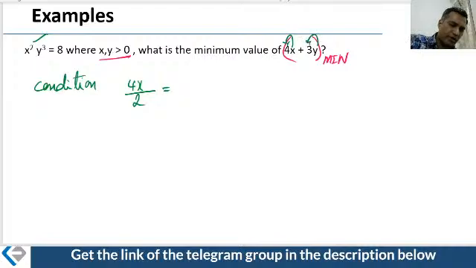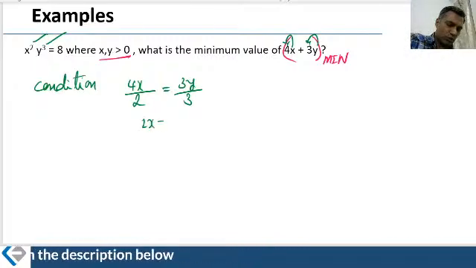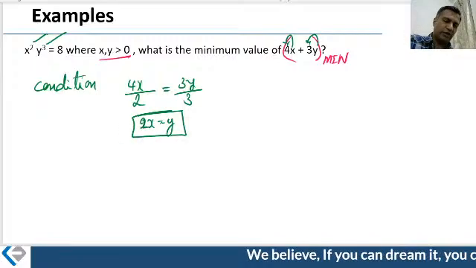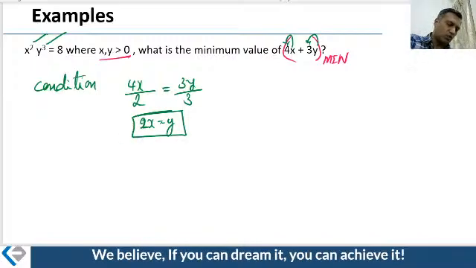That is, the coefficient of y is 3, divided by the power of y. What is the power of y? It is also 3. 3y divided by 3. Good. So therefore you would say that 2x is equal to y. In place of y, you can write it as 2x. You can write it here if you want.